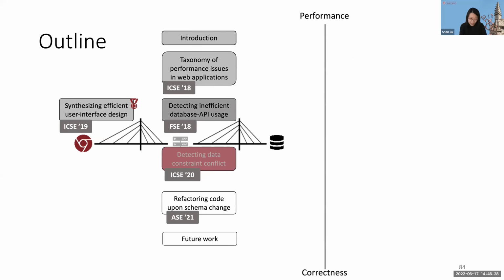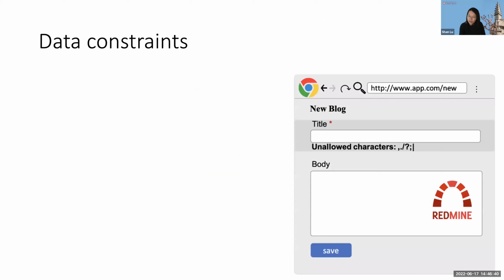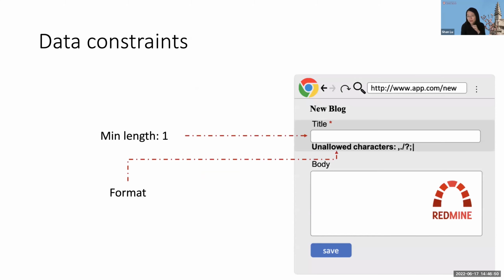Okay, so maybe I will use 5 more minutes to just quickly tell you some of the correctness problems. One big type of correctness problem we call the data constraint conflict. Because you can imagine, there's a lot of data in the database, so there needs to be constraints associated with almost every piece of data.